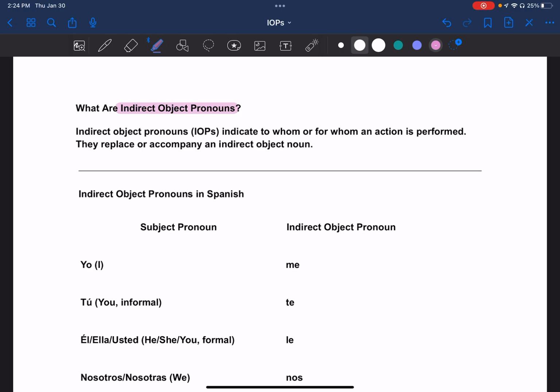In this video, we are going to talk about indirect object pronouns, o los pronombres de los objetos indirectos, or IOPs for short. These are used to indicate to whom or for whom an action is performed. So to whom or for whom are the questions that we're going to be asking to figure out what is the indirect object and replace it with or accompany it with an indirect object noun.